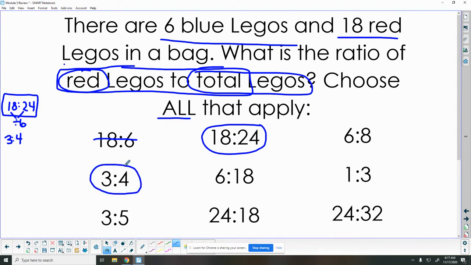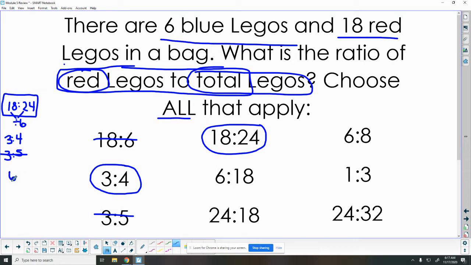Okay, so I want you to see if you can go through the rest of these and find the other equivalent ones and then come back and check. Okay, so 3 to 5. So I know I divided by 6 to get to 3, but 24 divided by 6 is not 5. So that one doesn't work.